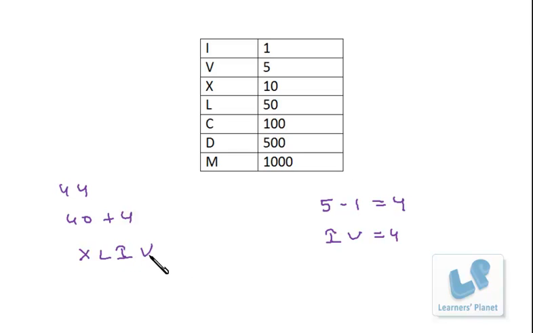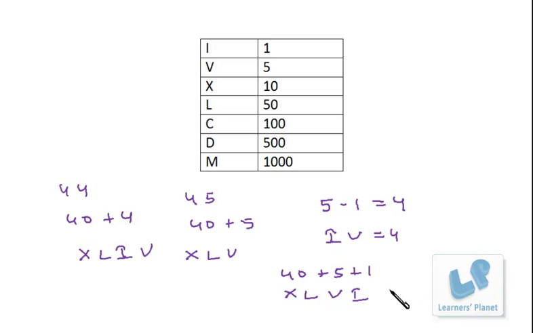So it's 44. Okay. Now 45, it's 40 plus 5. Now what is 40? It's XL, and what is 5? It's V. So XLV, that is 45. Now how do I write 46? It's 40 plus 5 plus 1. It's XL, it's V, and it is I. So XLVI, that is 46.